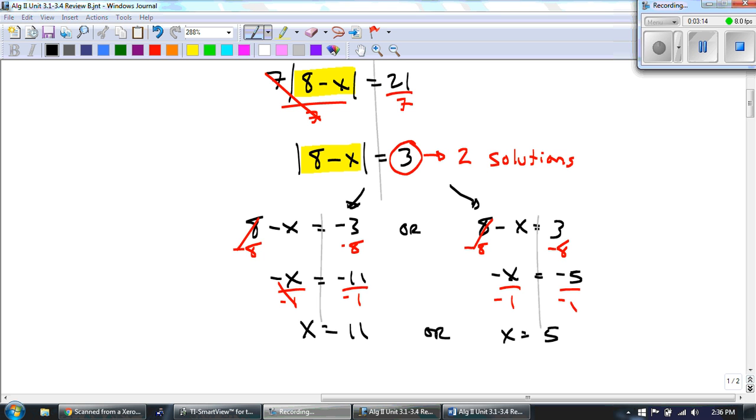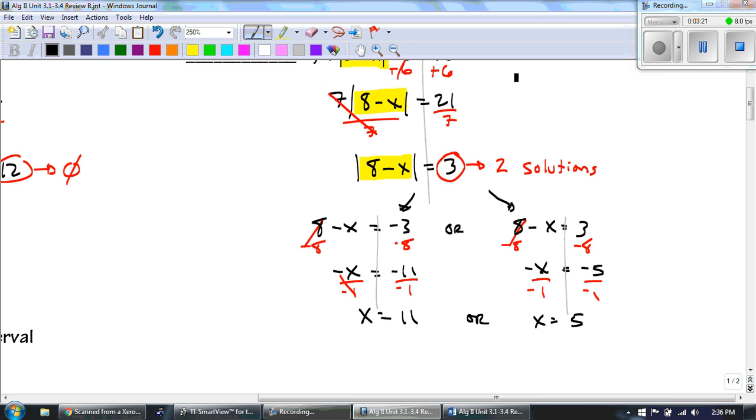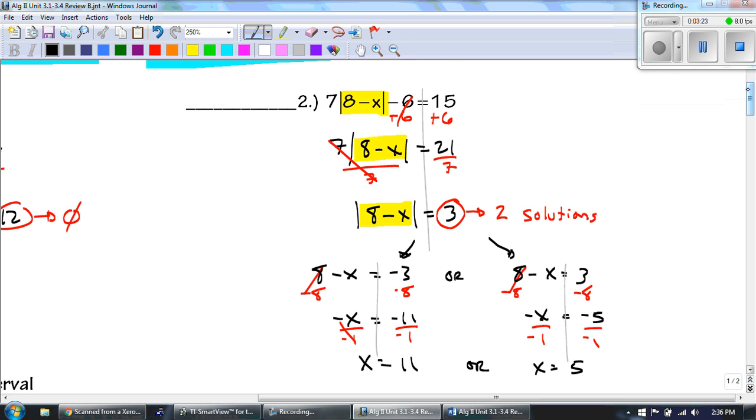Okay, so we had to add or subtract 8 to both sides. And then did you remember to divide by -1? All right. Well, that gives us our final answer of x equals 5 or 11.